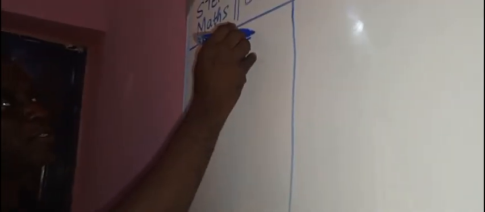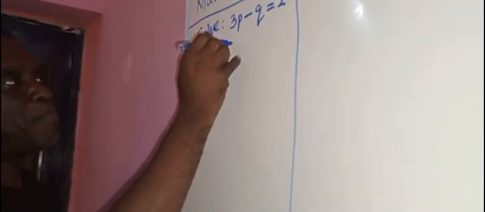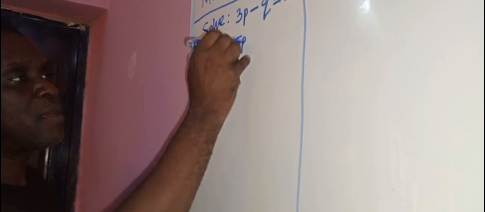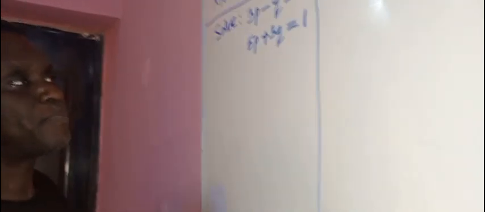Now let's go to this. Let's say I have this to solve. You have these 2 sets of equations. 3p minus q equals 2. 5p plus 3q equals 1. Now look at this. These are 2 sets of equations with 2 unknowns. We want to use Cramer's determinant.